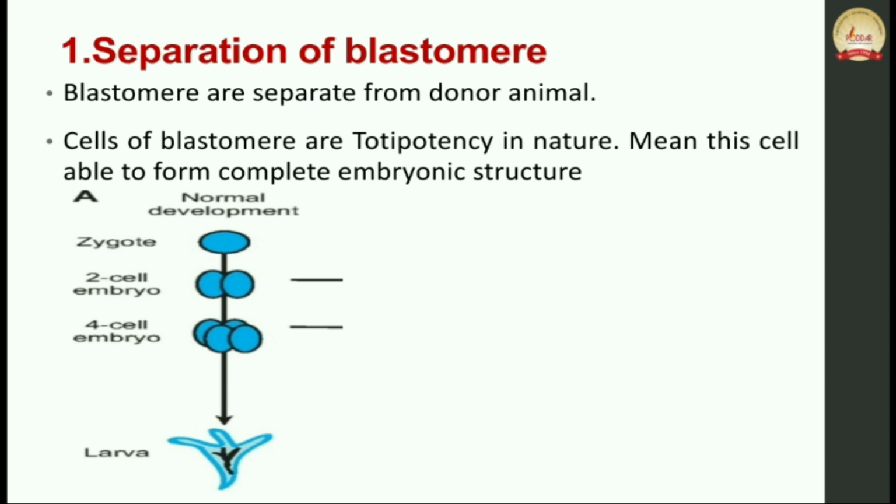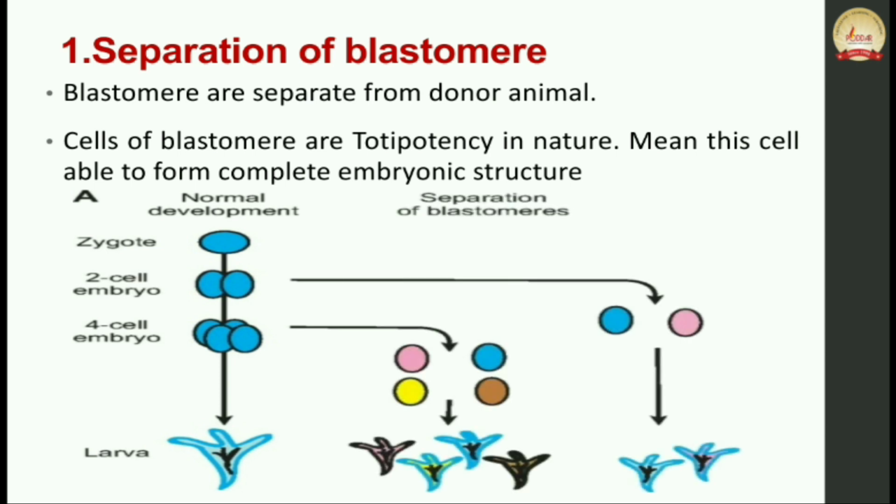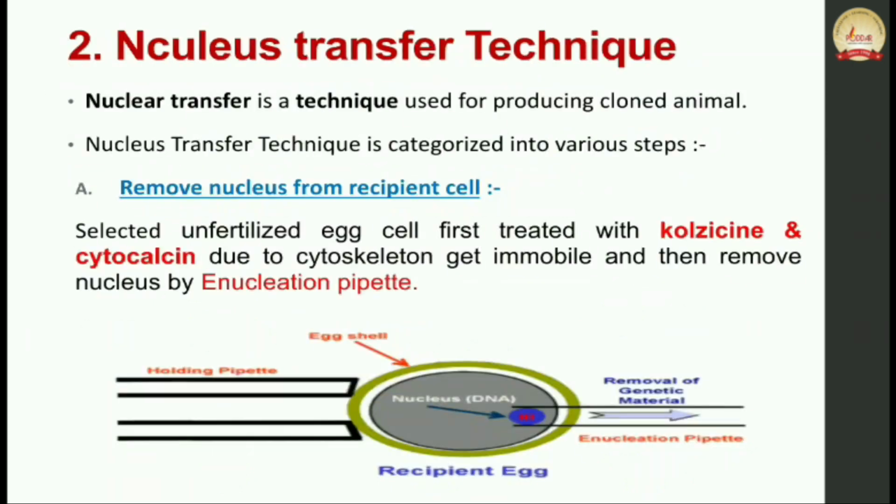We can see here the development of a larva from the zygote. The zygote is cleaved into the 2-cell stage, then the 4-cell stage, then forms a complete larval body. If we separate it at the 2-cell stage, then only 2 larval bodies are formed, and if we separate it at the 4-cell stage, then we see 4 larval bodies. It proves each blastomere is responsible for the development of an embryonic structure.